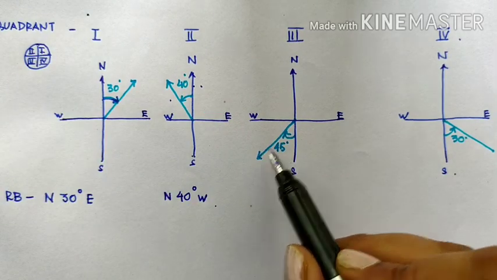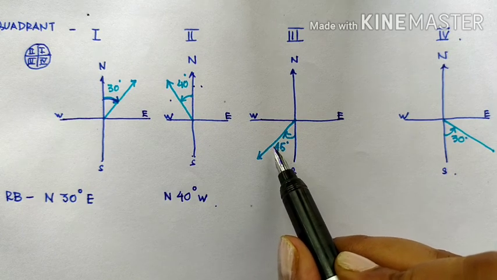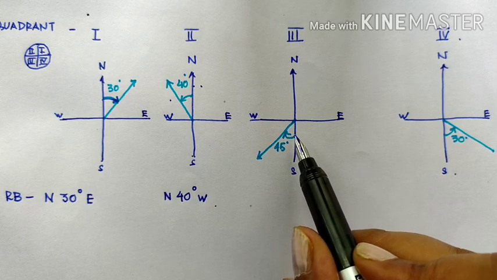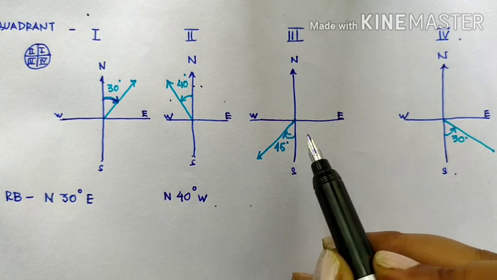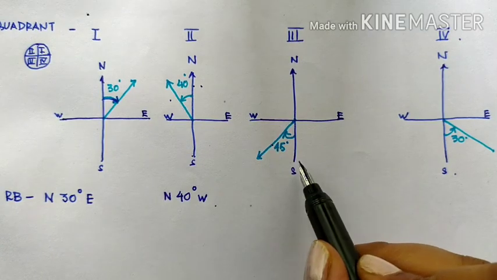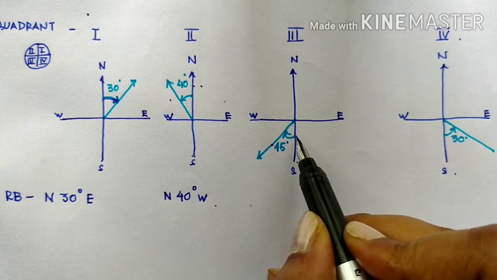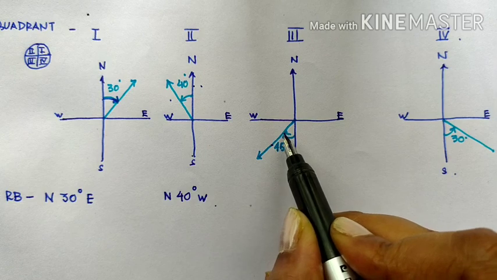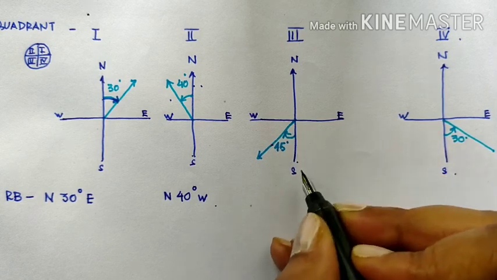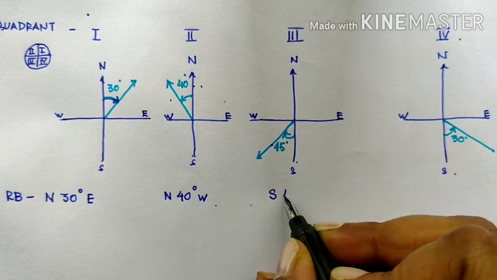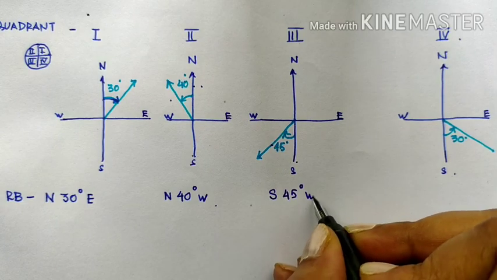So if a line is there, we have to start reading it from the nearest north or south line, which is closer line to this one, the south line. So we have to start from the south line. From the south line we move towards the line, and here the value is 45 degrees. So the hemisphere is south, 45 degrees, direction is west.